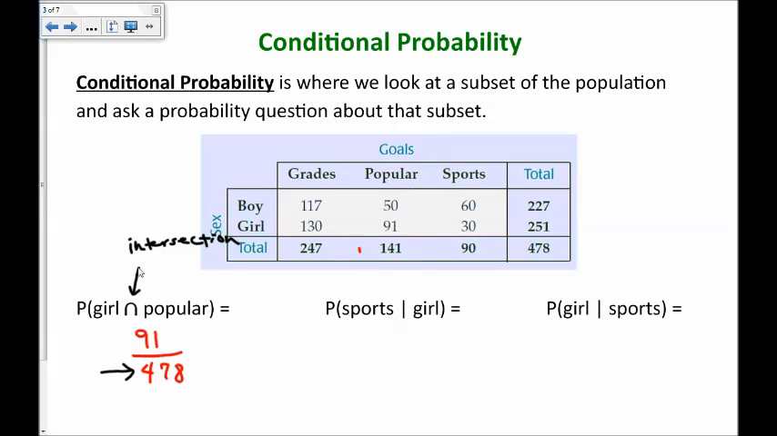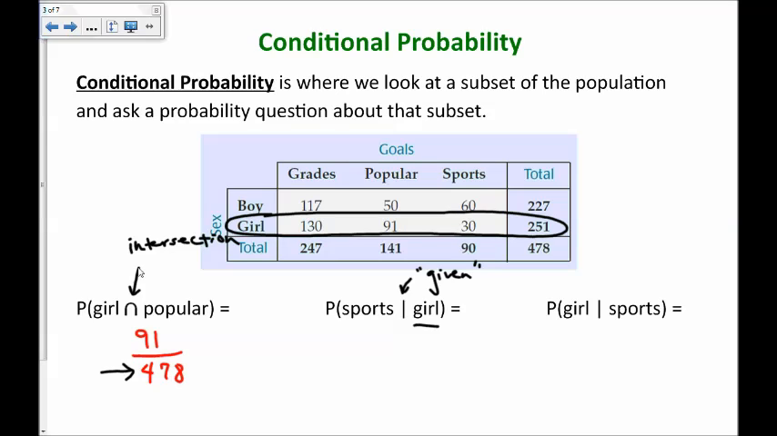In the next two, we are looking at a conditional probability. We have some new notation here that I want to point out: this bar is read given. So this is read the probability that someone's primary goal is sports, given that they are a girl. This is what limits my population. So I'm looking just at girls, female students.